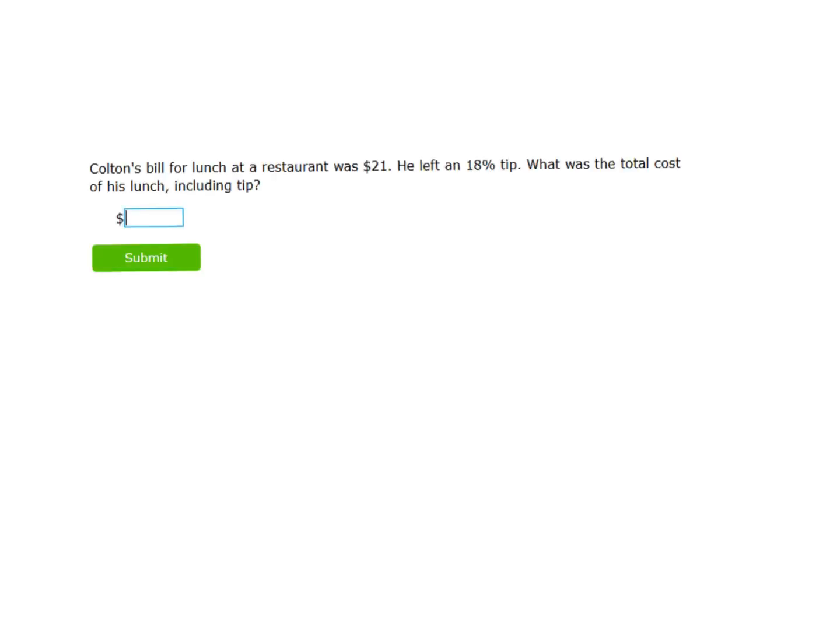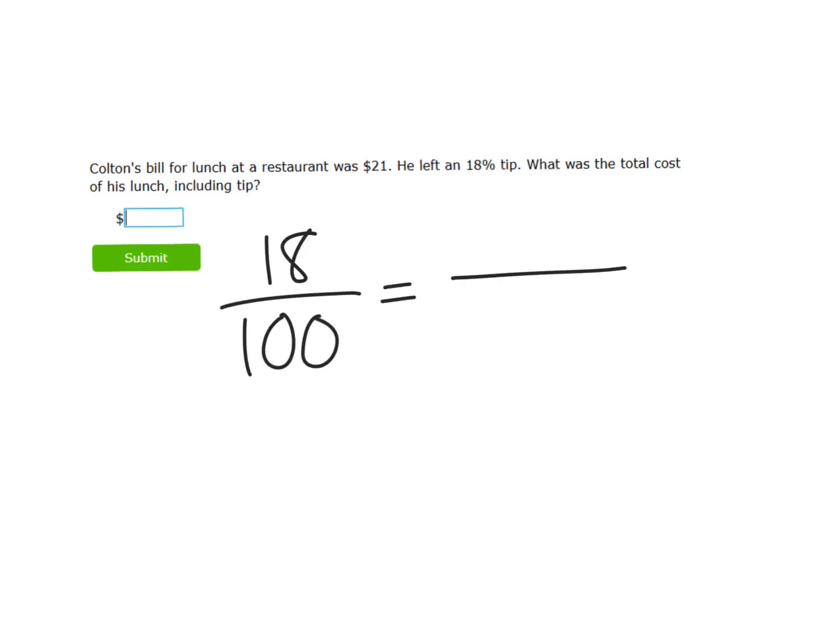Okay, we're going to take a look at another question like that. This one also wants to know the total cost. So the first thing we have to find is our tip. We know that the bill for the lunch is the total before the tip, so that's going to be on the bottom. That's the whole. I've got to look for the tip to begin with.